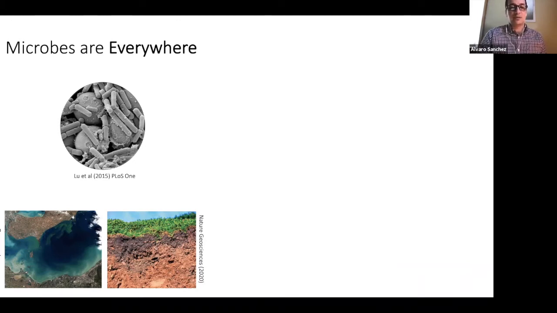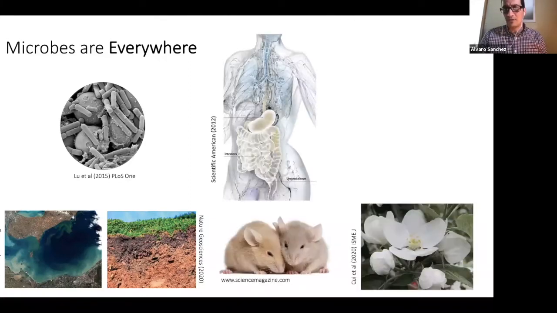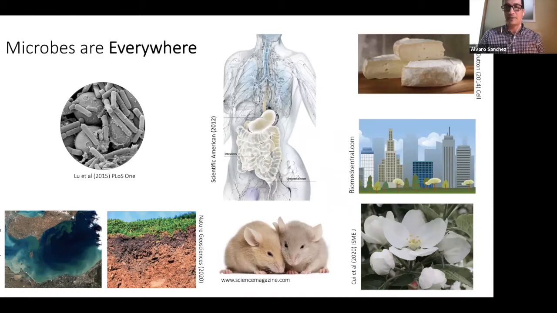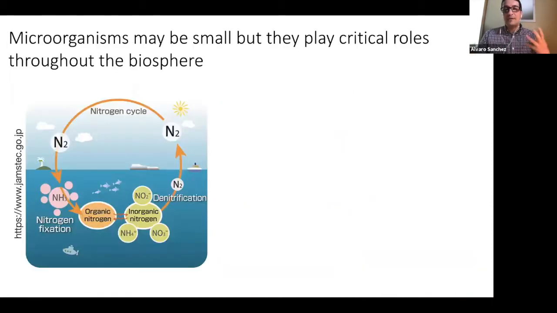They've colonized all of the large bodies of water, like oceans and rivers and lakes. You find them in large numbers in the soils. And they also have colonized the bodies of all animals and plants, including the human body. They also are present everywhere we inhabit. We find them in the cities where we live and in the foods we eat and absolutely everywhere else. And in all of these habitats, although they're very small, microorganisms play very critical roles.